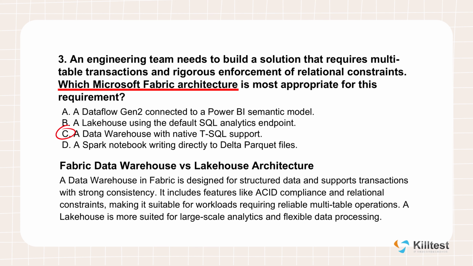A data warehouse with native T-SQL support. Okay, so the data warehouse is where we get those classic ACID properties, right? Like atomicity, consistency, isolation, durability. Precisely. A Fabric data warehouse provides full ACID transactional support across multiple tables. Makes sense. Let's look at the other options then.